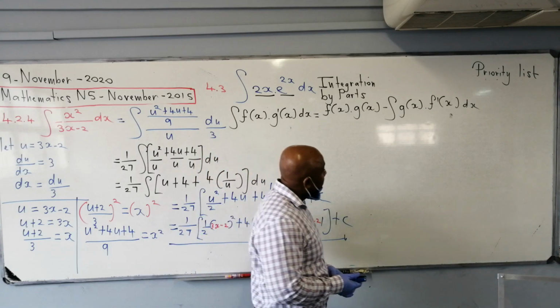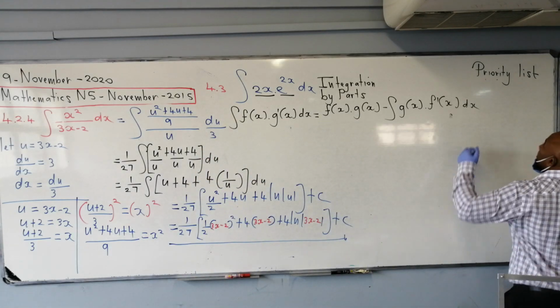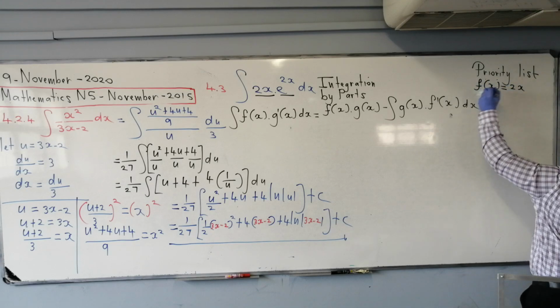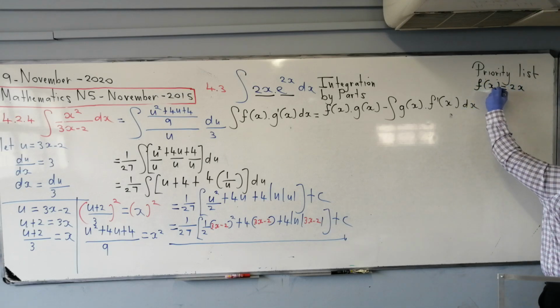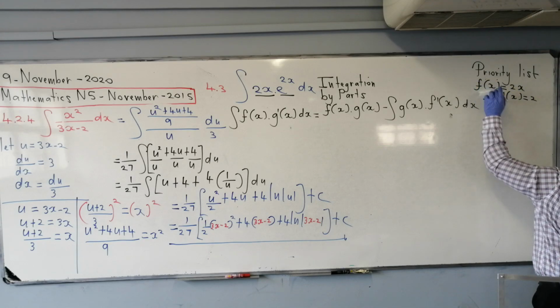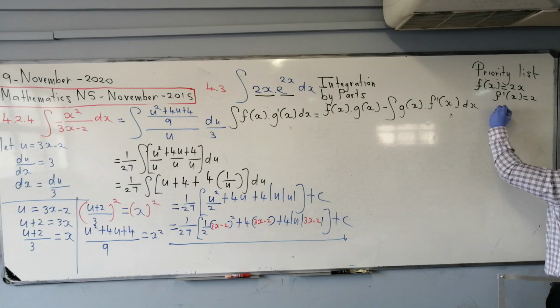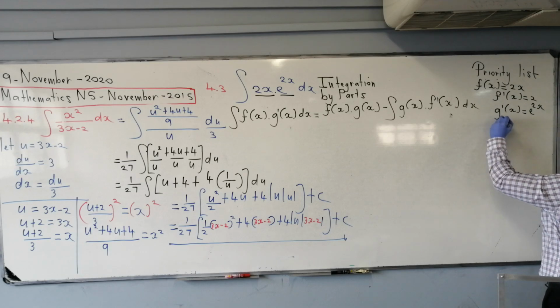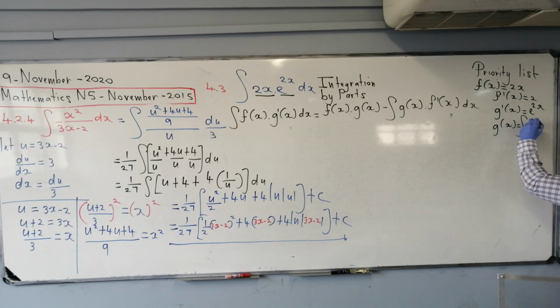So therefore, f of x must equal 2x. So if f of x is 2x, that means f prime x is going to be 2. So g prime x will be e to the power 2x. So g of x will be the integral of e to the power 2x, which is going to be e to the power 2x all over 2.